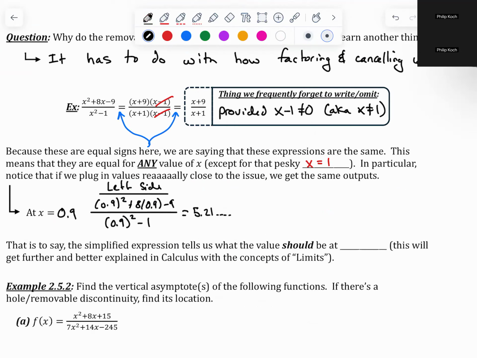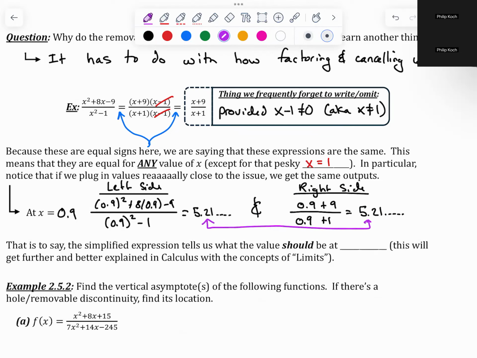So remember, I'm plugging in 0.9. I'm not plugging in 1 because that would give me 0 over 0. I'm plugging in a number that's very, very close to 1. And if I plug it in on the right-hand side, I get 0.9 plus 9 over 0.9 plus 1, and that also equals 5.21 dot dot dot. It's the same number. Which makes sense. They should give me the same number because the only place these two things do not agree is at 1.